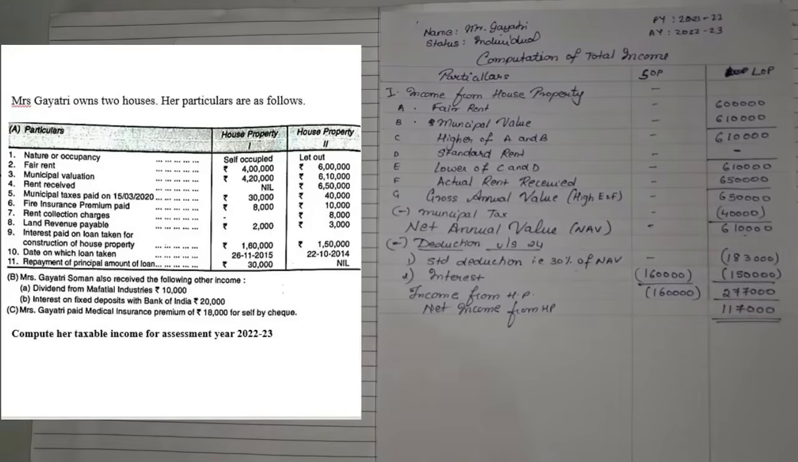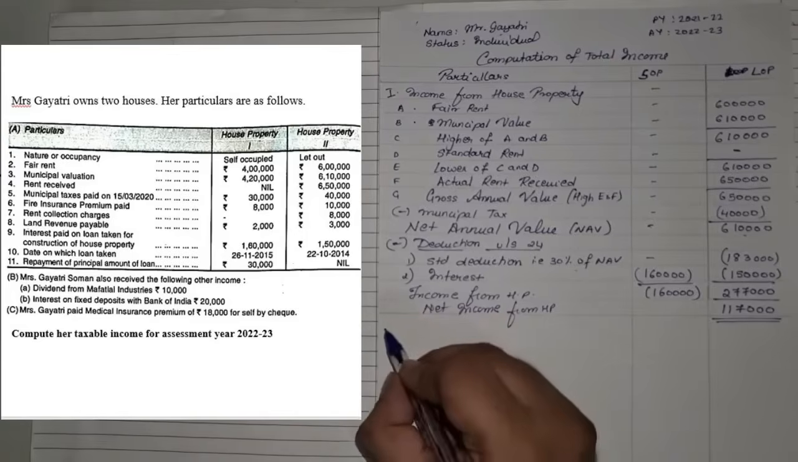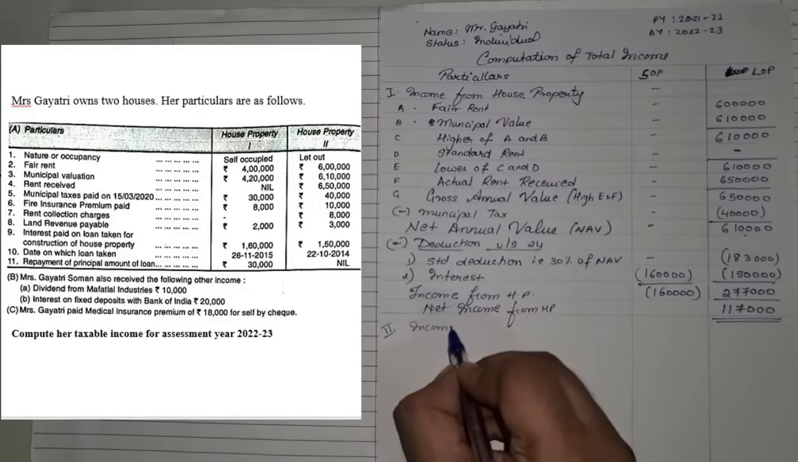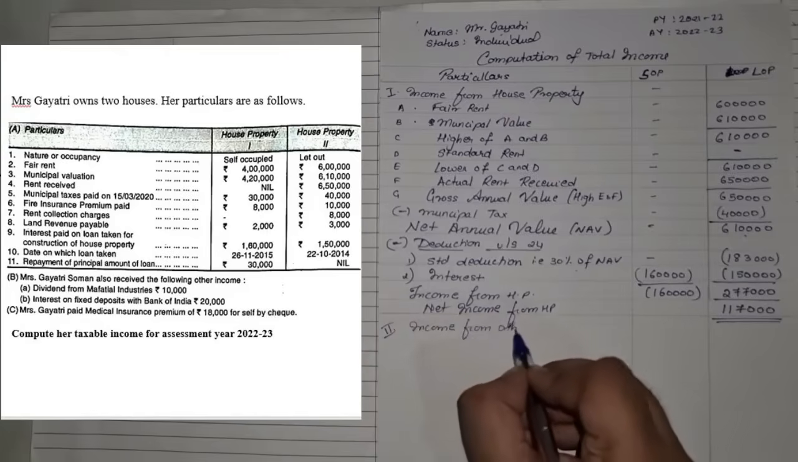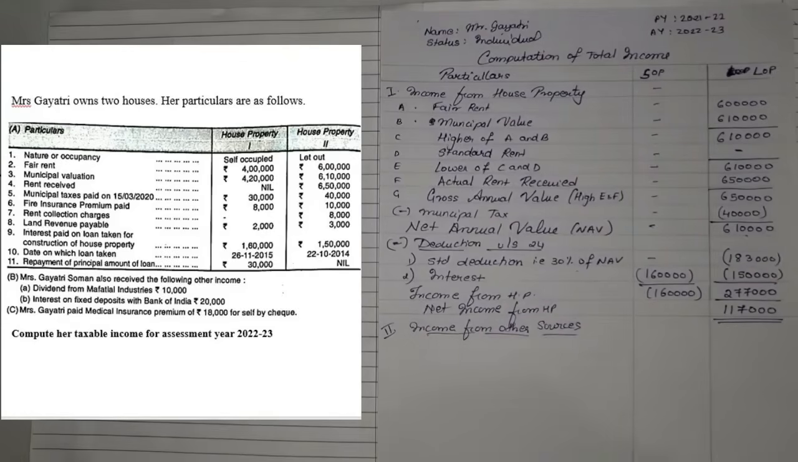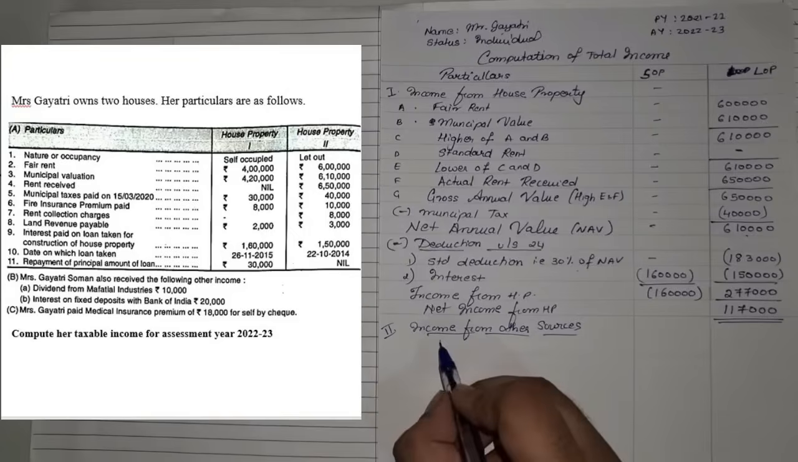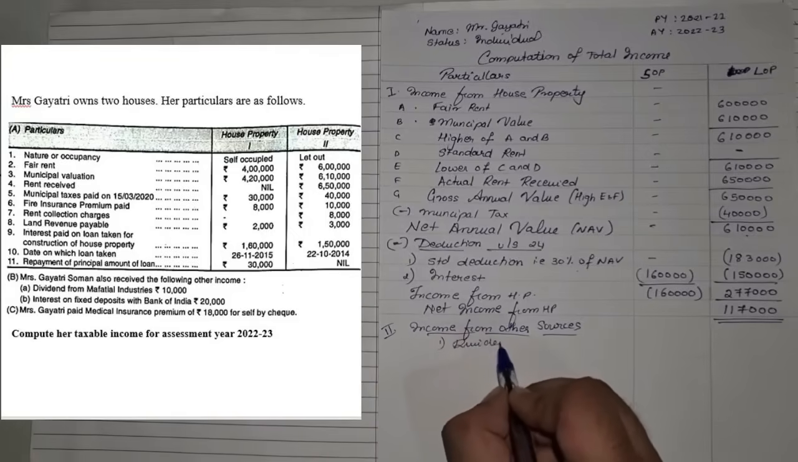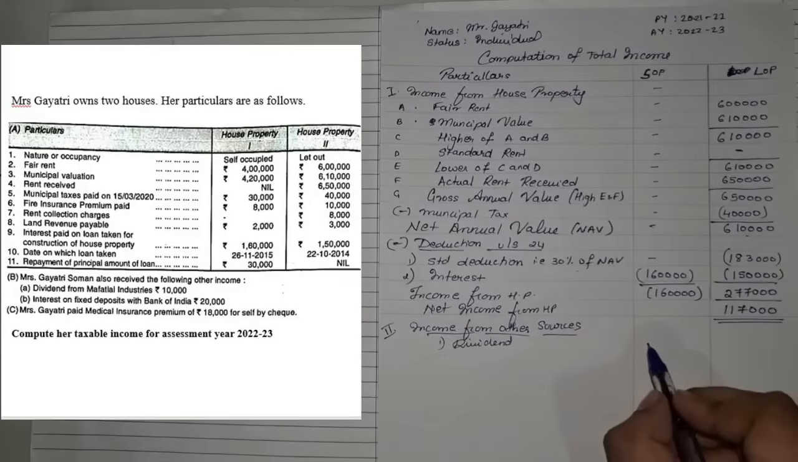Now to this we need to add income from other sources. So that's our second part. We note down this as income from other sources. Now let us read the adjustment. It is said that Ms. Gayatri also receives some other income. Number one, dividend from Mafatlal Industry. So now, in the previous old years, dividend was exempted. Now dividend is no more exempted, so yes, it will be chargeable. So dividend is an income from other source, yes. The amount is 10,000.